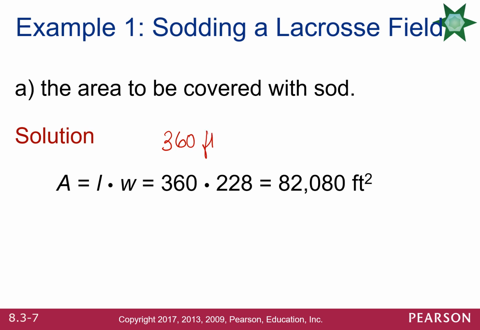Because each of these is in feet, the units for the length is feet, and the units for the width is also feet, right? So when you do the multiplication, you also multiply the feet. Feet multiplied by feet becomes feet squared, so it's square feet. 82,080 square feet. That's how you write the units when you find the area. Area is always squared, so feet squared.